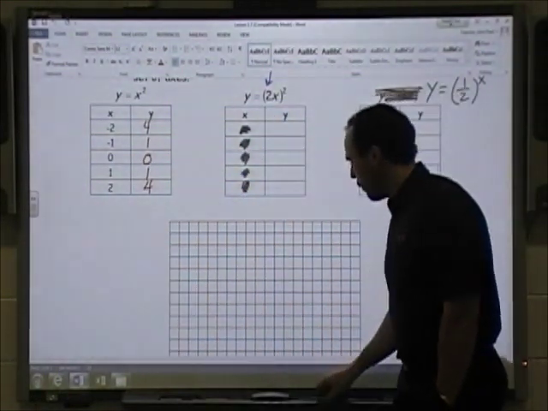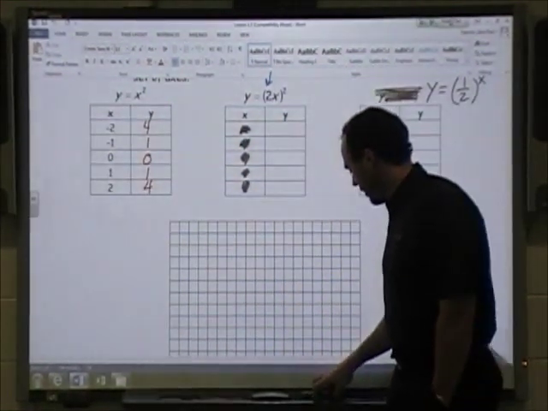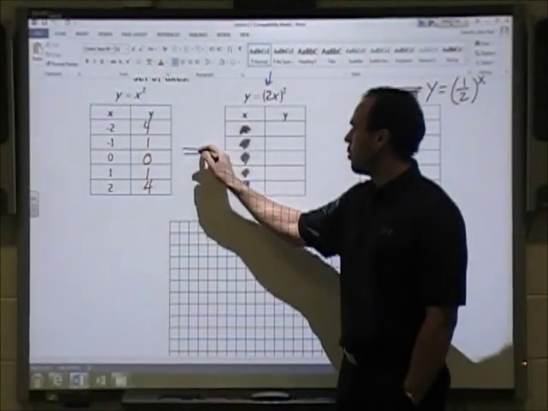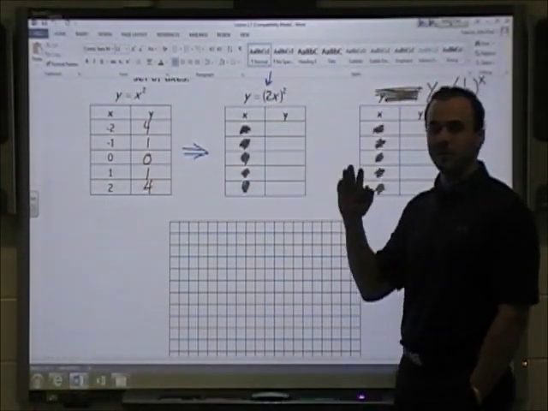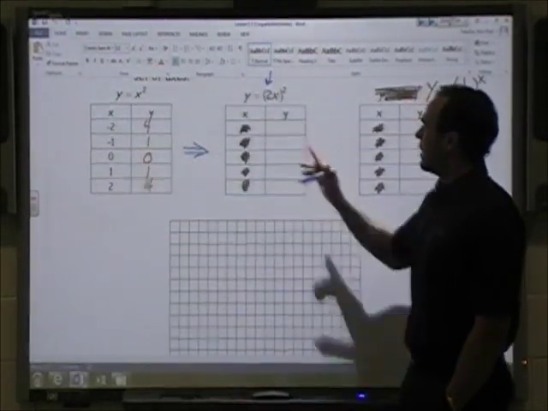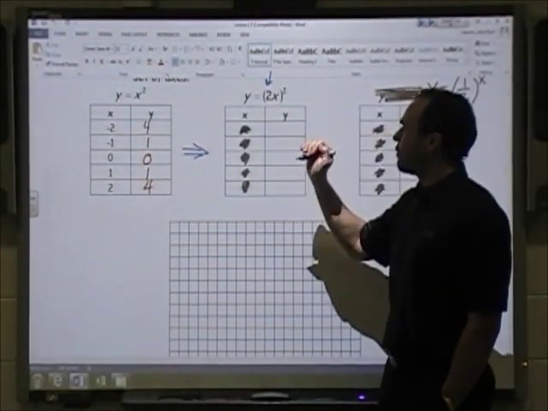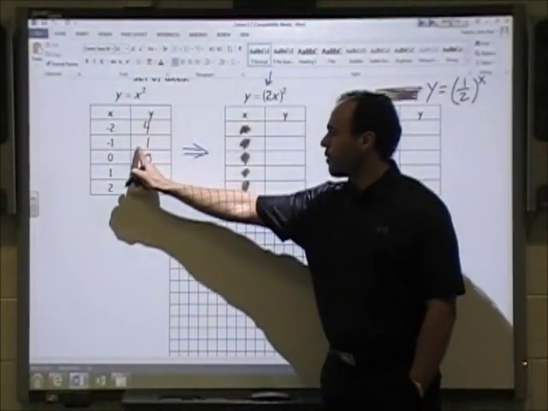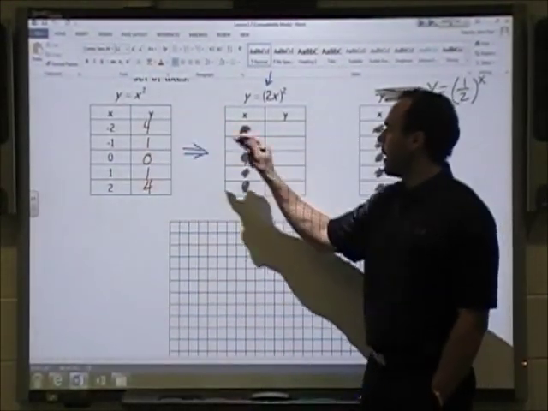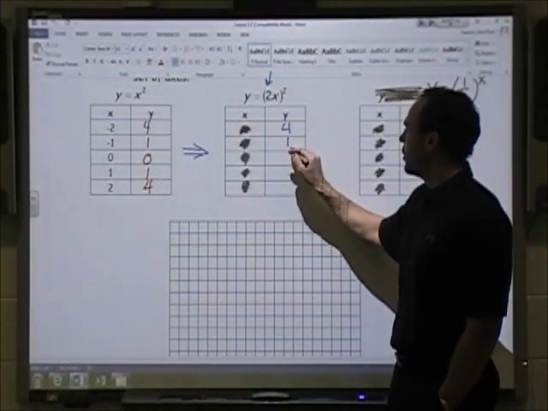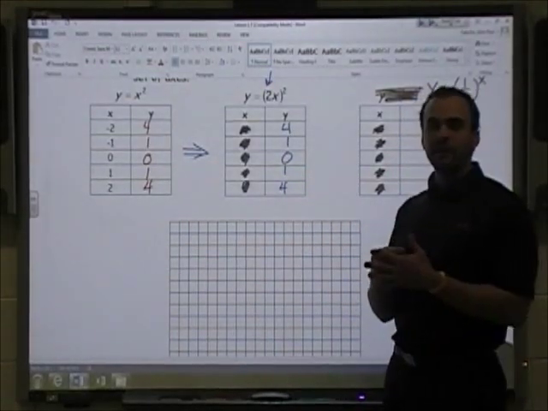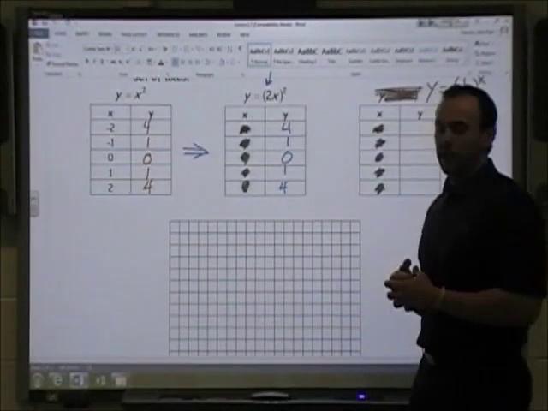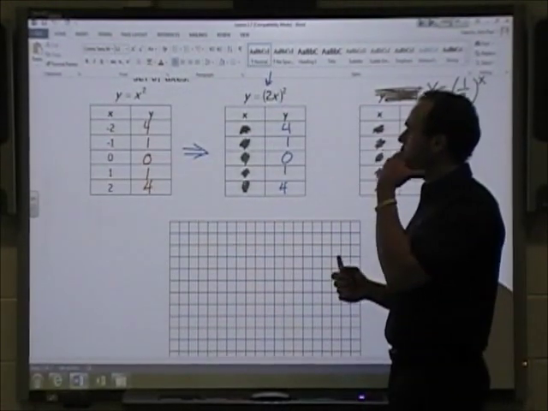So in order to go from this function here, y equals x squared, to this, the only difference is the 2 inside of the brackets. So I know that that affects my x values. So in order to transform from here to here, my y values should remain the same: 2, 1, 0, 1, and 4. What should be affected are my x values. And I'm going to work in reverse.